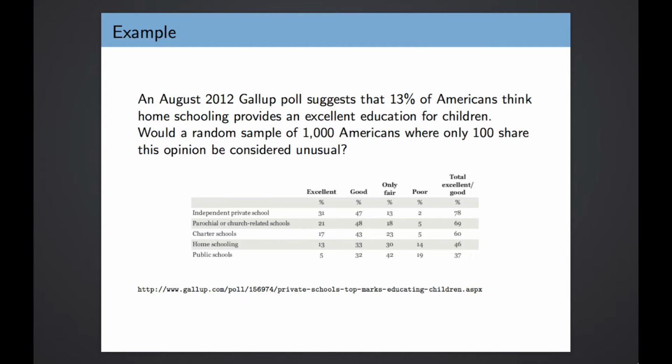So let's do one more example to explore these concepts. An August 2012 Gallup poll found that about 13% of Americans think that homeschooling provides an excellent education for children. So if we took a random sample of 1,000 Americans and found 100 people shared that opinion, that homeschooling provided an excellent education, would that be unusual, or is that an ordinary number of Americans who hold that view in a random sample of 1,000? This would be a great opportunity for you to pause the video and work this out using the formulas that we've already discussed.